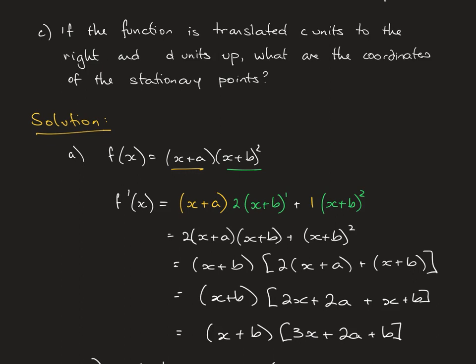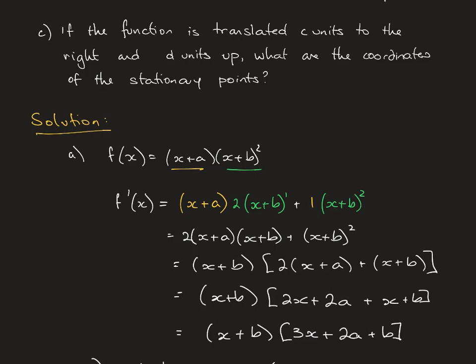Making sure that when I write the answer, the CAS calculator is not going to remind me that I actually need to put f dashed of x at the front. Don't just write the expression. If you're asked for f dashed of x, write f dashed of x is equal to.